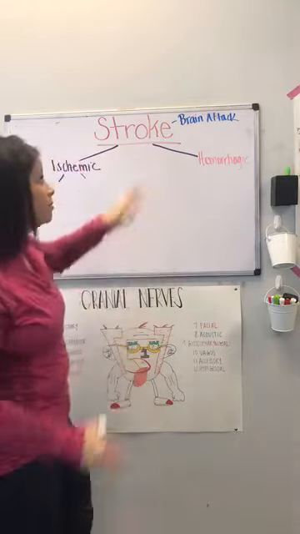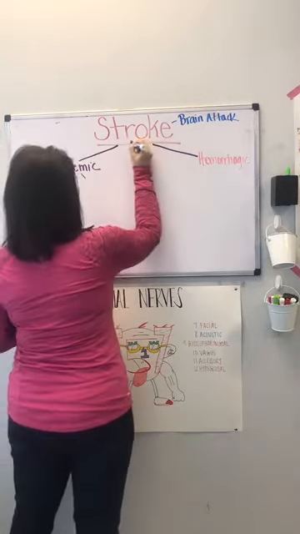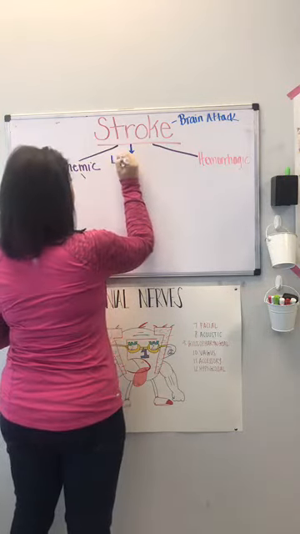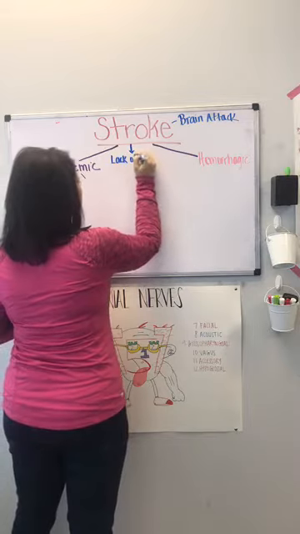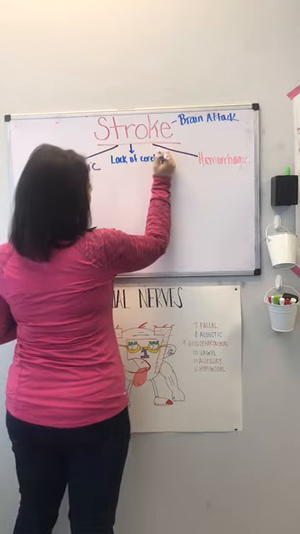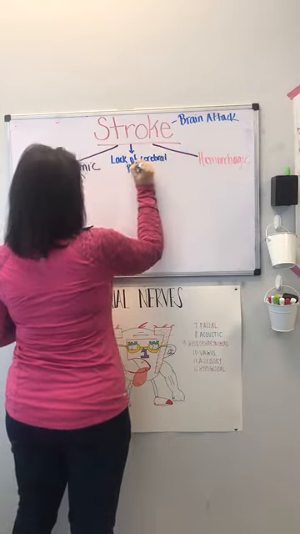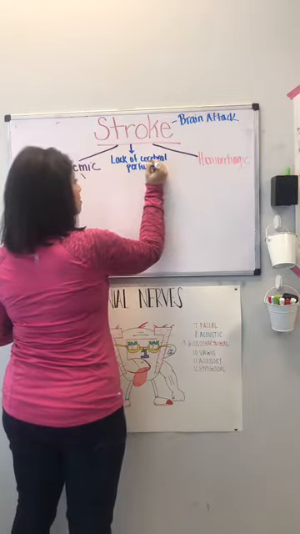So our biggest problem here with the stroke is a lack of cerebral perfusion, okay? That's our biggest, scariest thing. Lack of cerebral, which means brain, right? Perfusion means I'm not getting any oxygen because there's no blood flow.